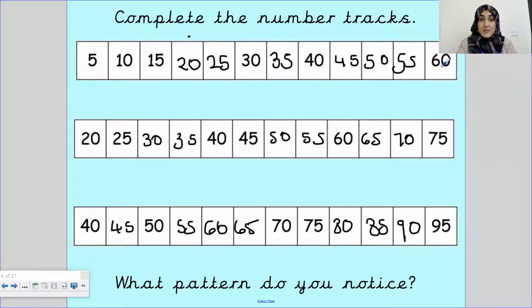Well done. I heard somebody saying that when you count in your 5s, each number ends with a 0 or a 5, because it goes 0, 5, 0, 5, 0, 5, 0, 5, 0, 5, 0. And it just keeps going. So each number, when you're counting in your 5s, either ends with a 5 or a 0.